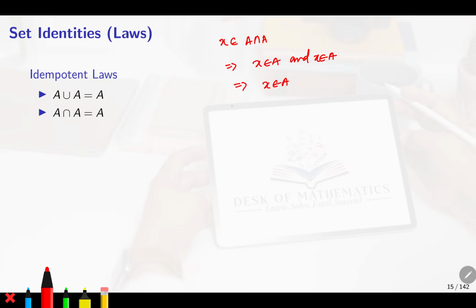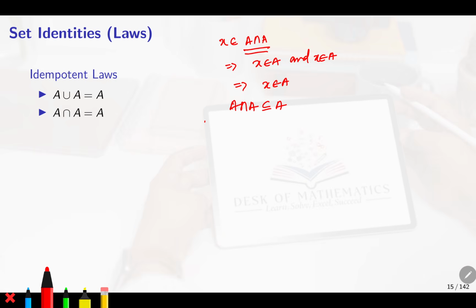Similarly, you have to show A intersection A gives you A. So you use the intersection. What will you do? You take an element in A intersection A. It gives you that X belongs to A and X belongs to A. Both are A, so X belongs to A. So this part, A intersection A, is a subset of A.